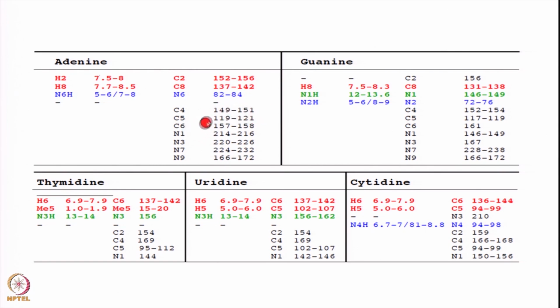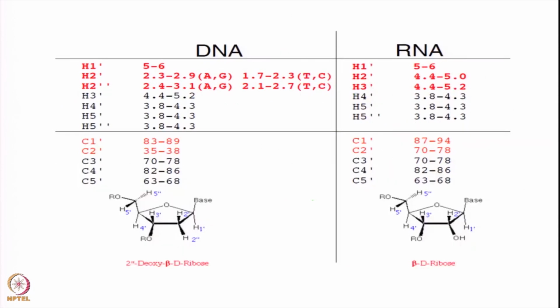Therefore this will allow you to apply pulses selectively to these different carbons, and therefore you treat them as individual channels, and the magnetization transfer can be effected from one carbon to another carbon to another carbon, and so forth. Similarly you have this information for the guanines and the cytidines. And a comparison between the DNA and the RNA chemical shifts is indicated here.